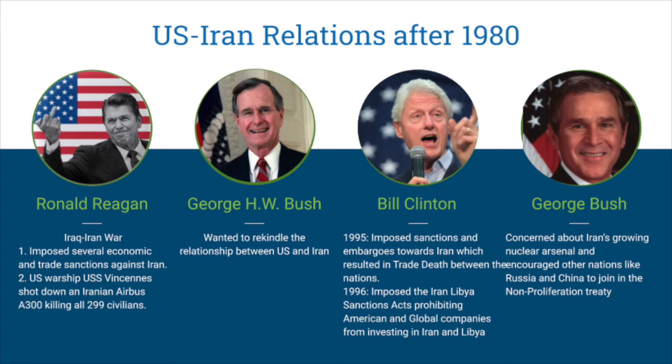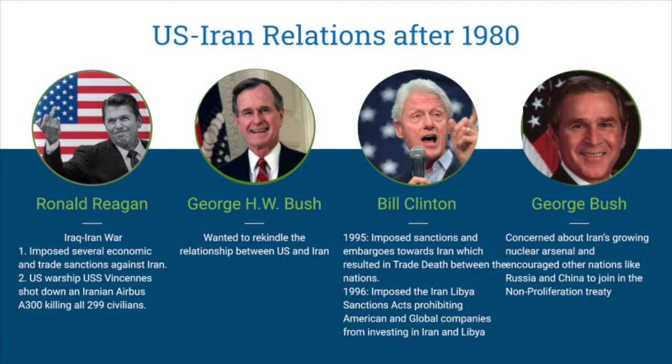299 civilians on board. In George H.W. Bush's presidency, Bush Sr. wanted to rekindle the relationship between the Americans and Iranians. However, once again, in Bill Clinton's presidency, his administration imposed further sanctions and embargoes towards Iran, resulting in a trade deficit. At the same time, the American Congress also imposed further sanctions prohibiting American and global companies from investing and doing business in Iran. Additionally, they also objected to Iran's request for financial aid from the World Bank.